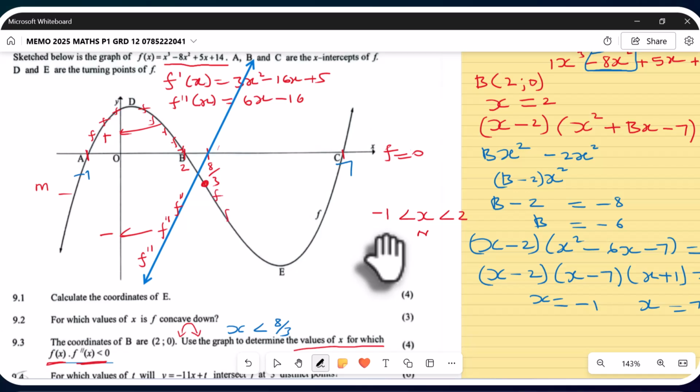So that's what we have here, guys. Hope we are together. That's our answer for this point 9.3. So we said we have those x values from -1 less than x, less than 2, and all other x values from 8/3 less than x, less than 7.